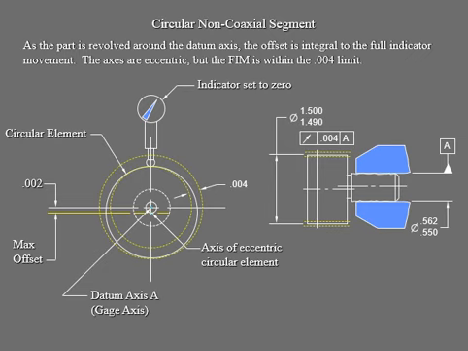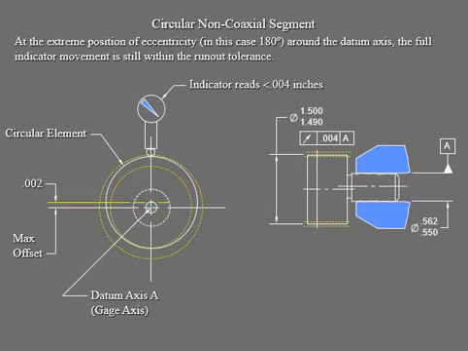So your FMI is still within the 0.004 limit. Now we're going to bring our indicator to verify that. Your indicator is going to read less than 0.004 inches. We are in the inch system because there's no zero in front of the decimal point. Your circular element, when you look at it, is still inside that zone, which is 0.004.